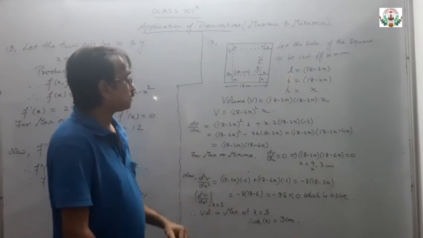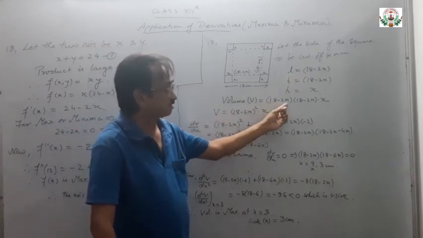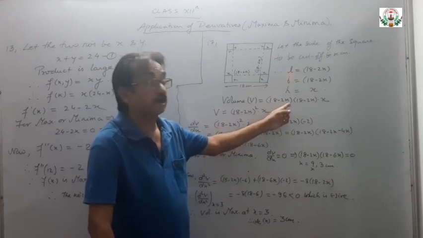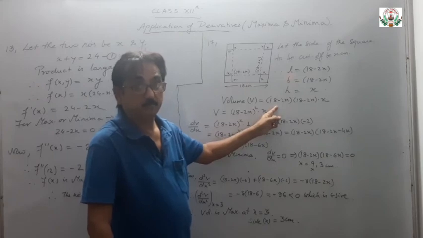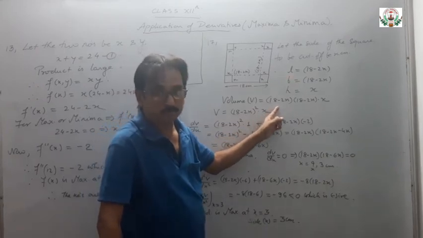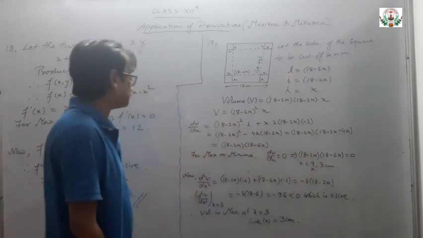So listen here. 18 minus 2x is a side. If in place of x I put 9, then 2 into 9 is 18, 18 minus 18 is 0, and the side of any polygon cannot be 0. That's why I have rejected 9 and I have taken the point 3.